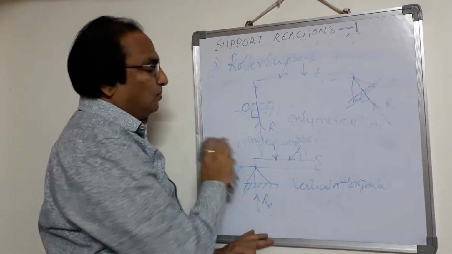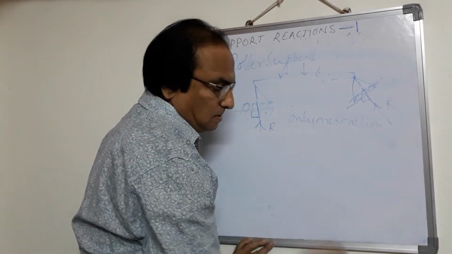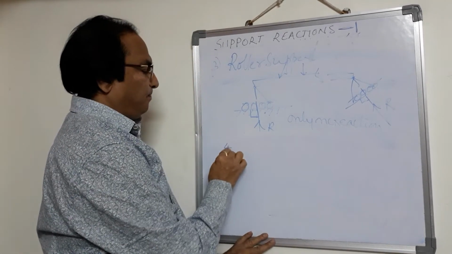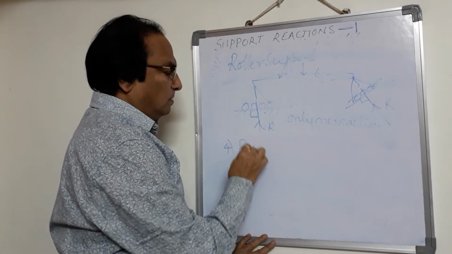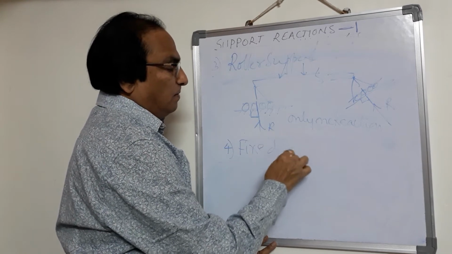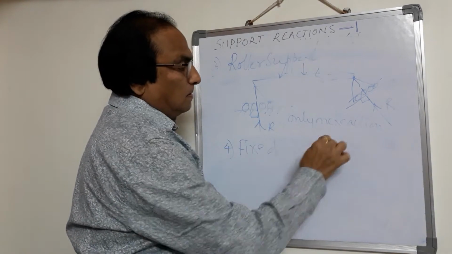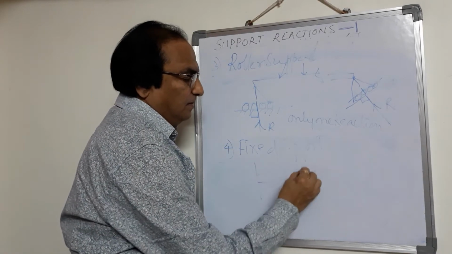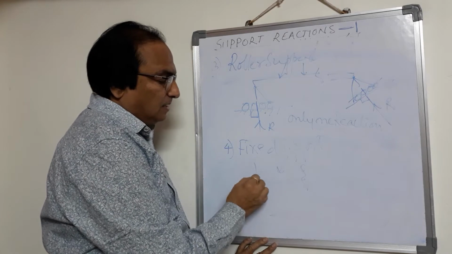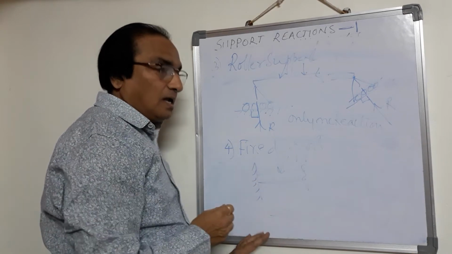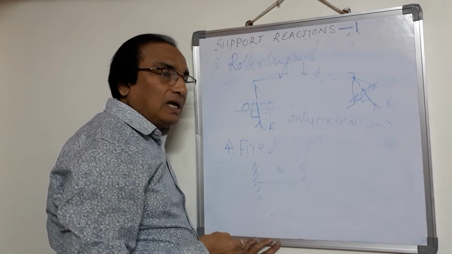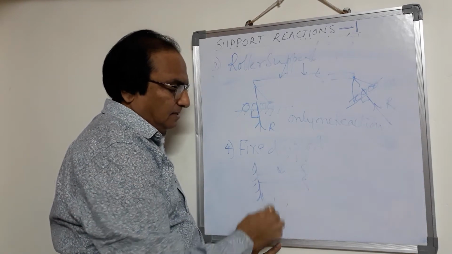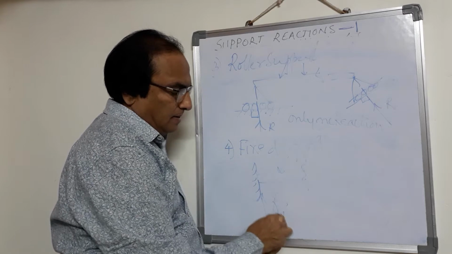The other type of support, what we come across, the last type of support, is fixed support. So if I take a beam, if it is subjected to loading, this is fixed here. So again, depending upon the loading, if the load is only vertical, there will be only vertical reaction, RA.